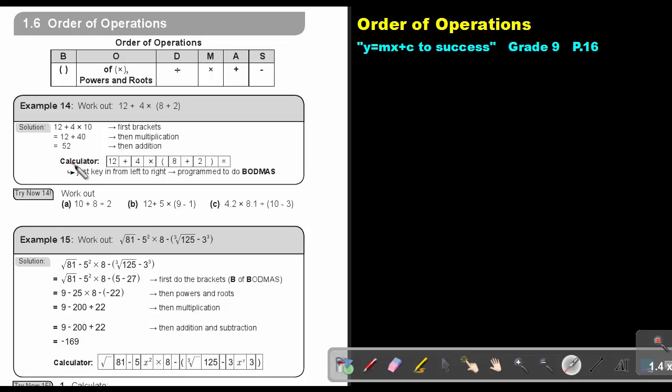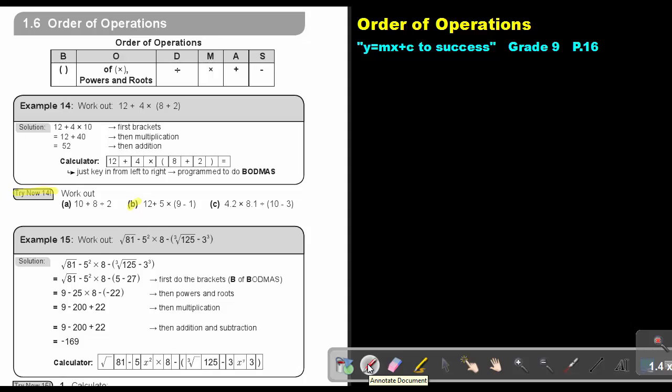But remember, your calculator is programmed to do the correct order. So you can just press on your calculator from left to right as it appears. So you can say 12 plus 4 multiply bracket 8 plus 2 close the bracket equal, and your calculator will tell you 52. Okay, I want you to try now 14, number B. You can stop the video, and as soon as you are finished, you can continue with the video.